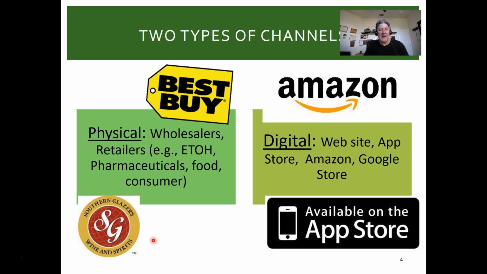vis-a-vis website, App Store. Amazon is probably the best example of physical products being a place where you can buy physical products as well as digital products, and be able to receive them. And then there's the App Store and the Google Store. The App Store typically is we're dealing with more digital type of products that are there.